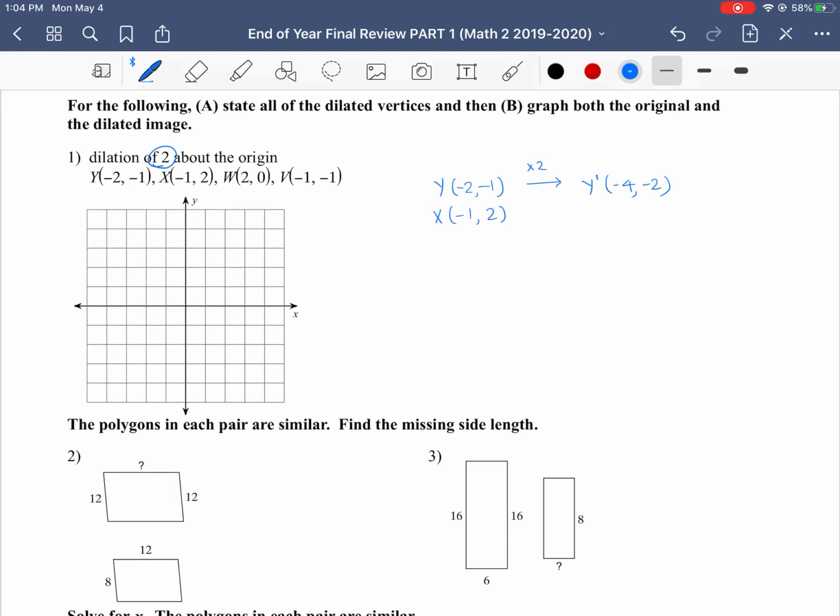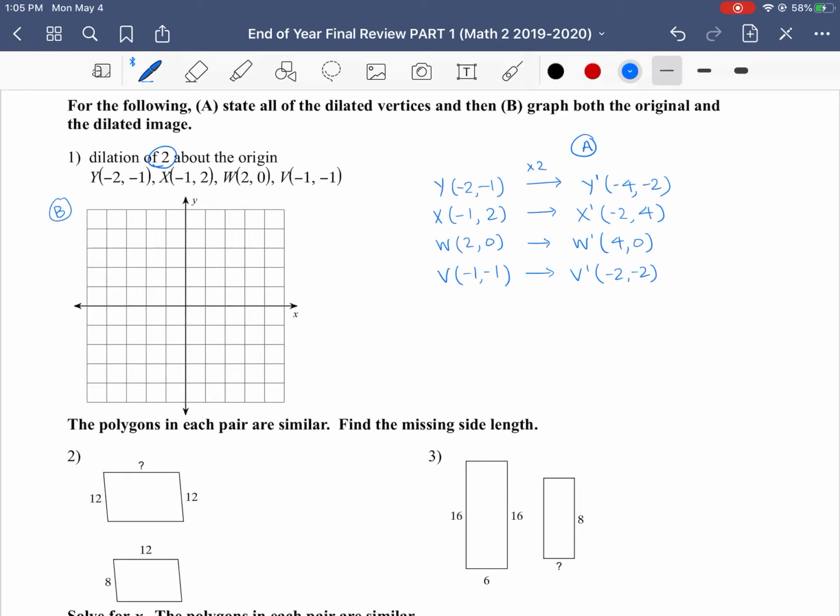X was given to us as -1, 2. So if we want to find the dilated image's X vertex, we multiply each of those by 2, so we double those. We're going to do the same thing for each of the points here. W is at 2, 0, which makes W prime 4, 0, because again we're doubling, and if you double 0, it's just 0. V was at -1, -1. So V prime, if we double each of those, is -2, -2. Now again, your scale factor is not always 2, so make sure you use your scale factor. That was part A. They wanted us to find those vertices.